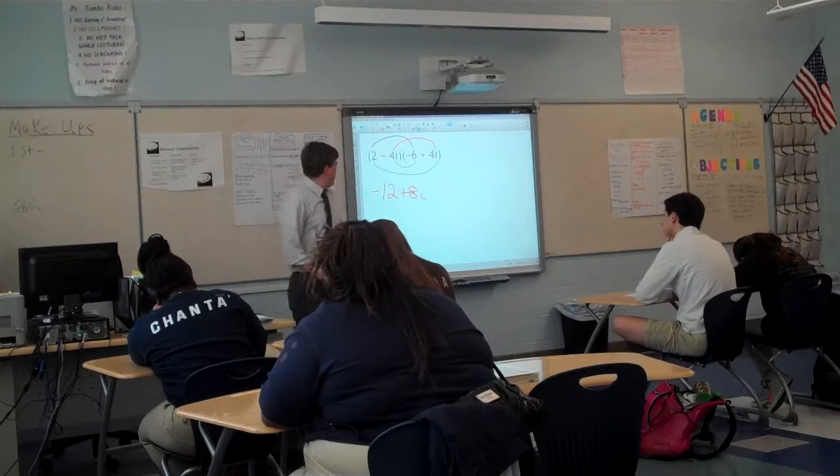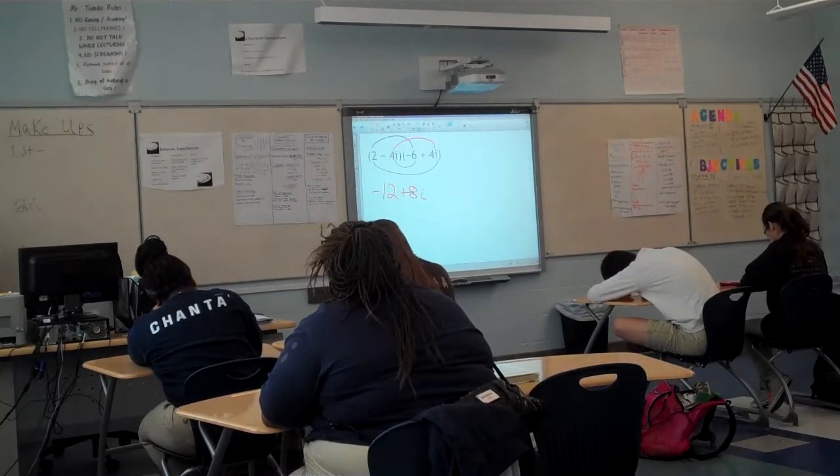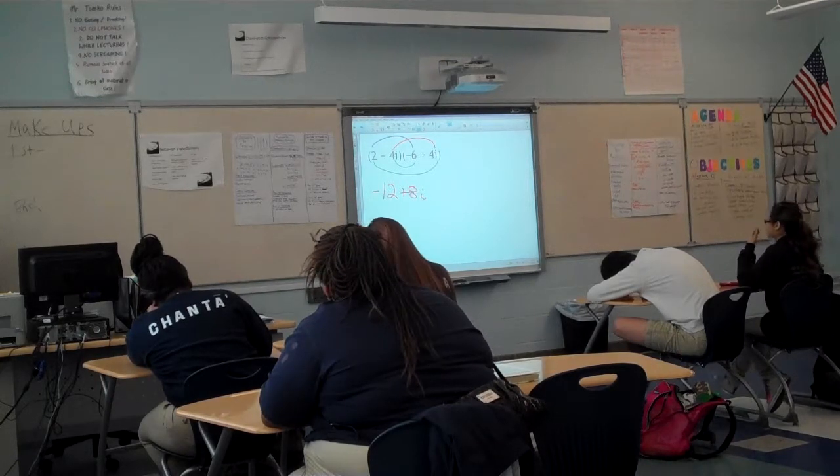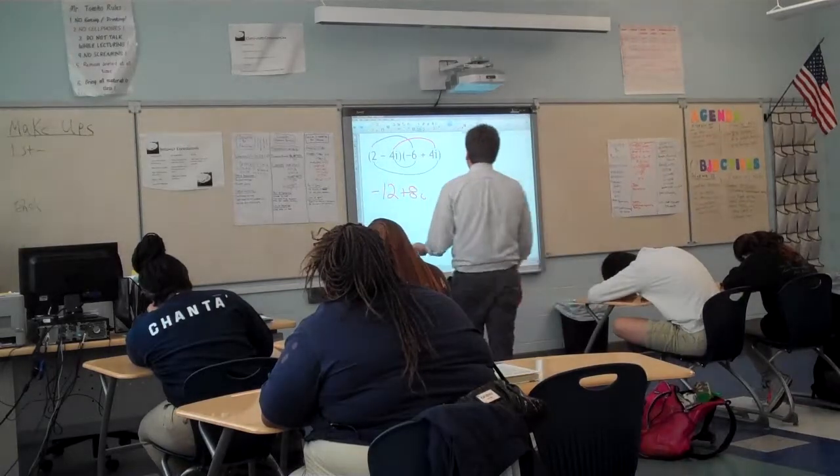Then we got negative 4i times negative 6. That's a lot. Show me a hand. 24 what, Chante? 24i. Why is it positive? Because it's a negative times a negative. This is negative times a negative.